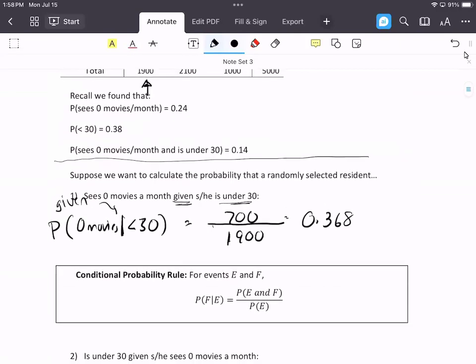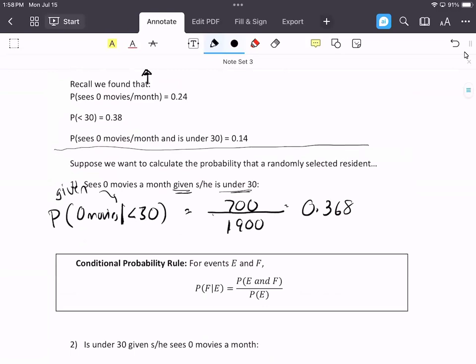Now, the conditional probability rule: for any two events E and F, the probability of F given E, so we're only interested in those who are in E, is the probability of both of them happening divided by the probability of E.